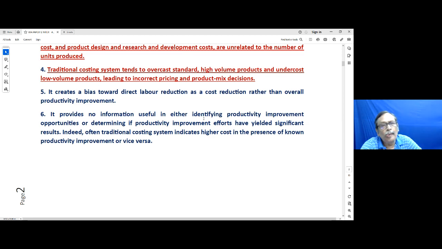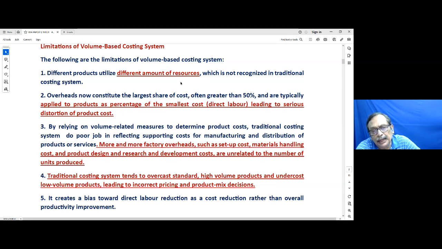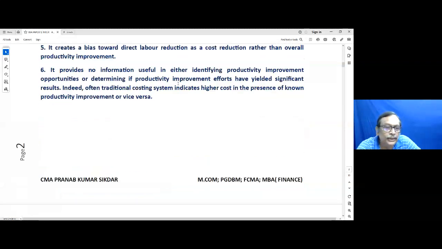So in this limitation, what you are required to remember, you just remember: supporting overhead costs in the form of setup, material handling, product design, research and development costs are not taken care of accurately in the traditional costing system, and that leads to under and over costing of the different products.